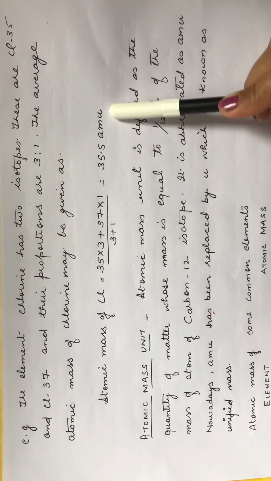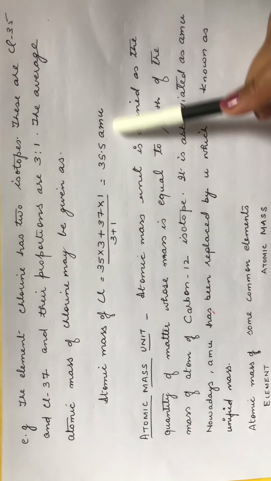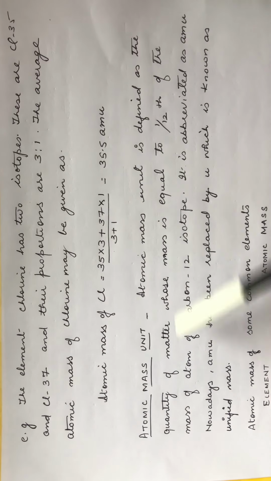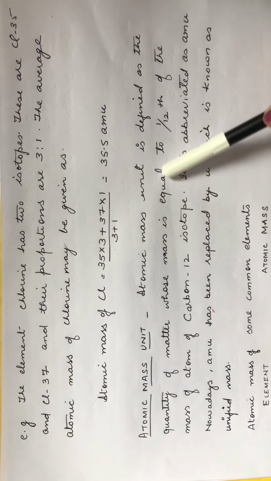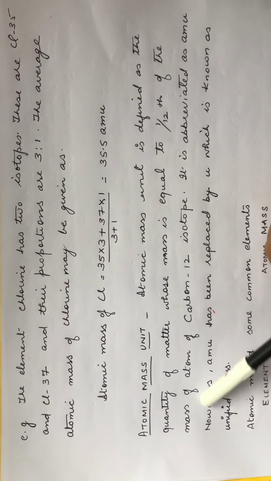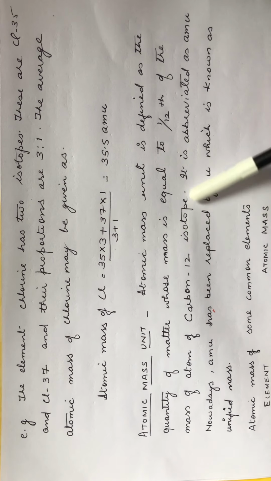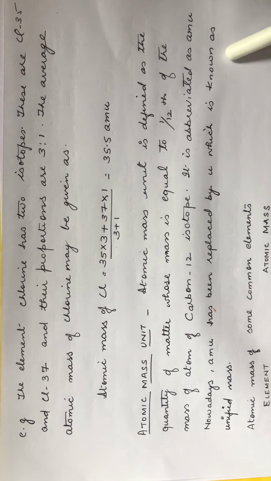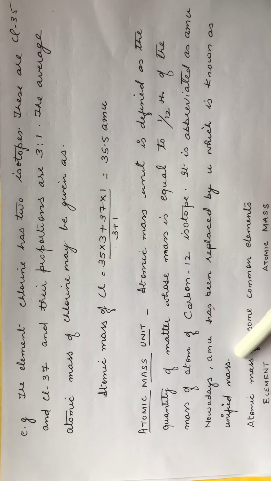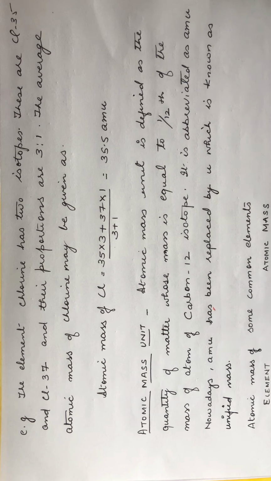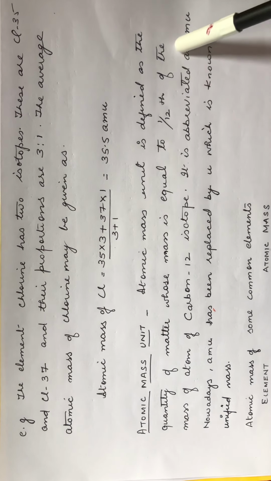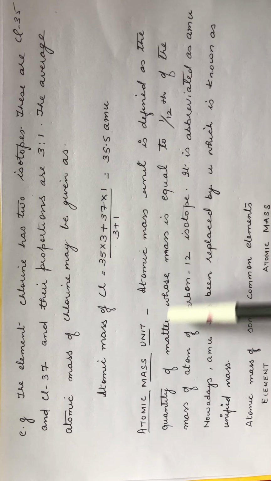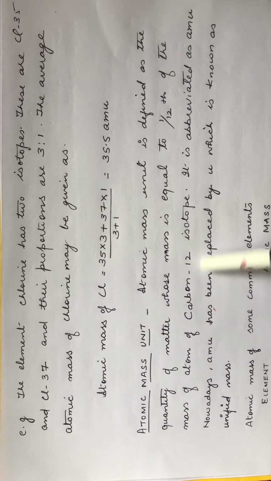Its unit is AMU. So what is atomic mass unit? The atomic mass unit is defined as the quantity of matter whose mass is equal to 1/12 of the mass of an atom of carbon 12 isotope. It is abbreviated as AMU. Nowadays AMU has been replaced by u, which is known as unified mass. So the atomic mass unit is the quantity of matter whose mass is equal to 1/12, again in comparison with the carbon 12 isotope. So in this way we have determined the unit of atomic mass.